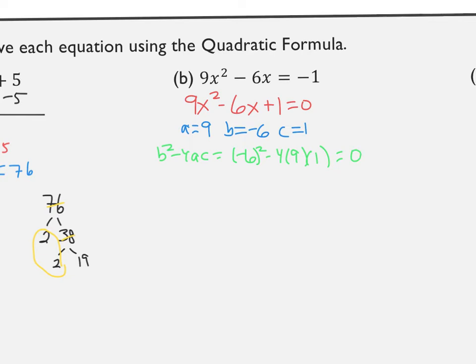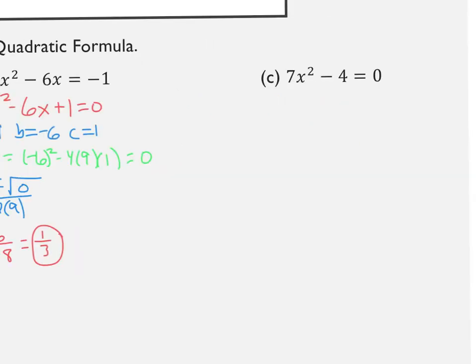Now we're going to plug into our quadratic formula. So x equals the opposite of b, 6, plus or minus the square root of 0, divided by 2 times 9. We should hopefully recognize that the square root of 0 is just 0. So x equals 6 plus or minus, oh no, I don't need that because the square root of 0 is 0, over 18, which reduces to 1 over 3. That's it.